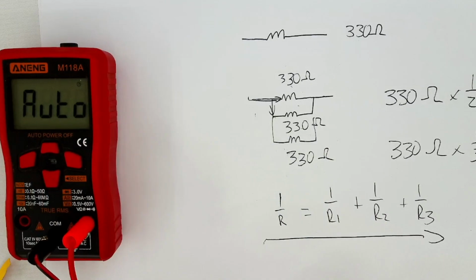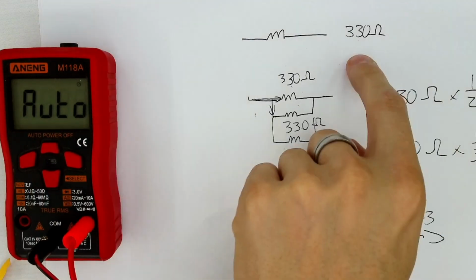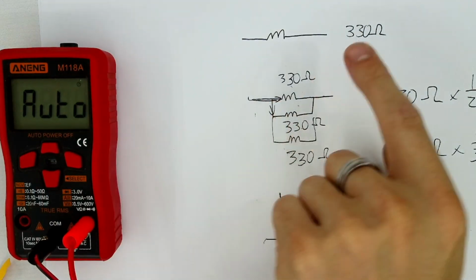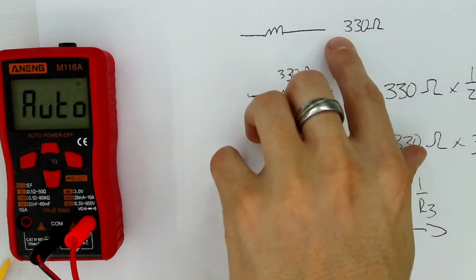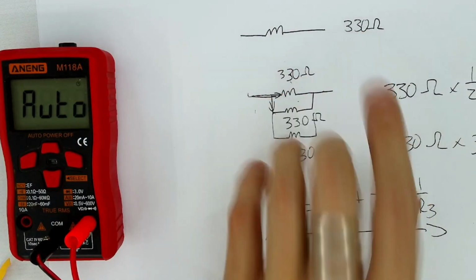Cool, so that's it for resistors. So remember, if you want to get those pesky resistor values that you don't always get in your kits, you can remember you can halve them by adding 2 of them together.